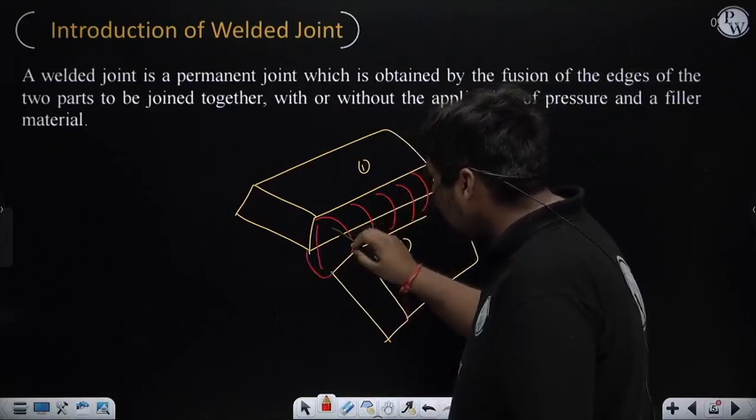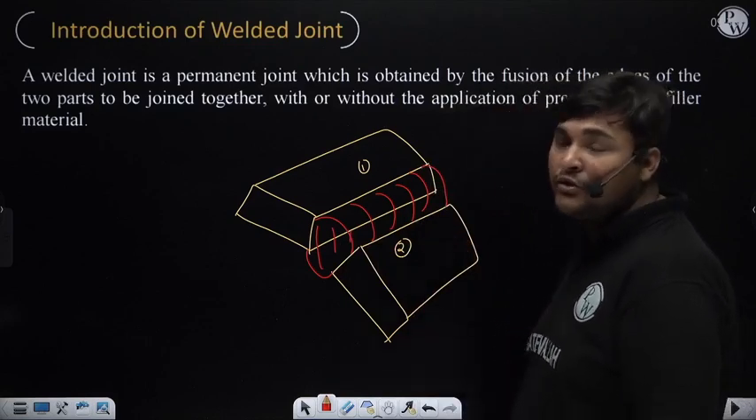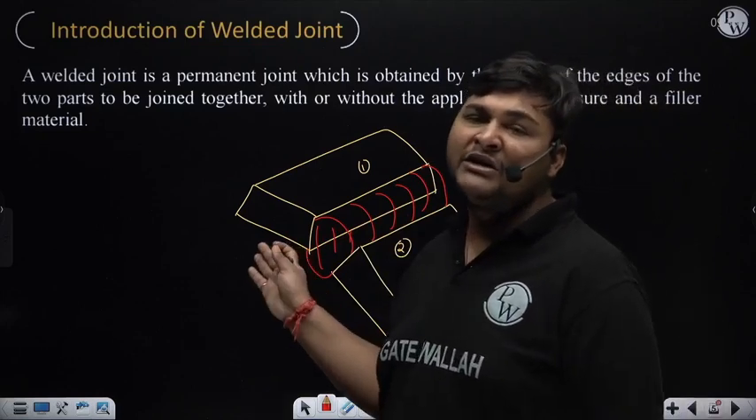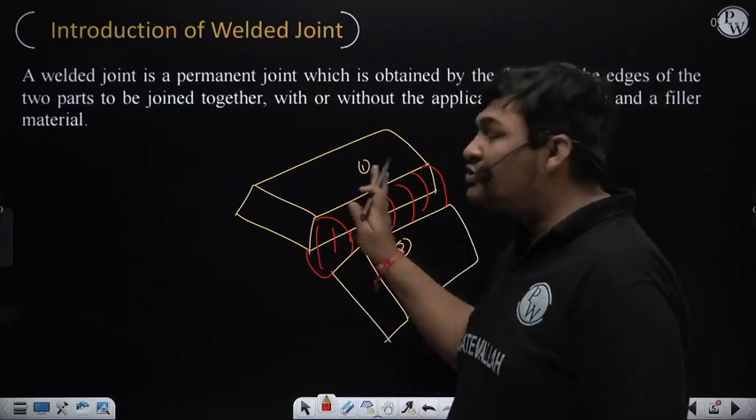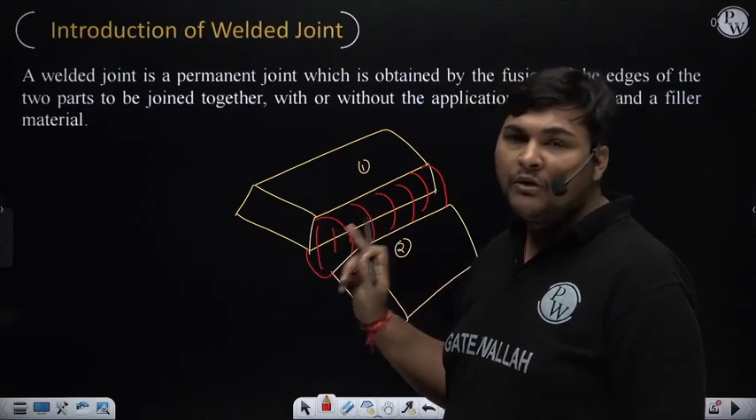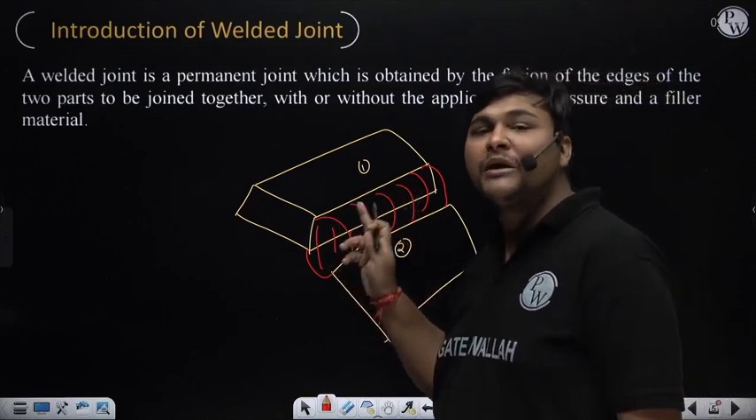Because after welding, you cannot separate plate 1 and 2. If you want to separate plate 1 and 2, you need to break this joint, and if you break it, it means failure of this joint will occur. Without breaking, we cannot separate plate 1 and 2. Means without failure, plates 1 and 2 cannot be separated. This way, this joint is a permanent joint.